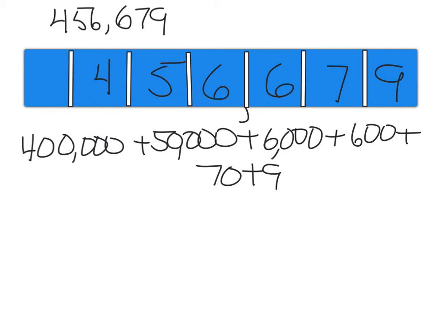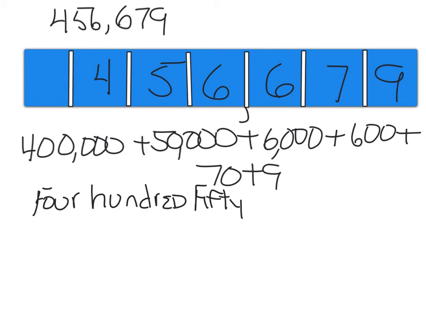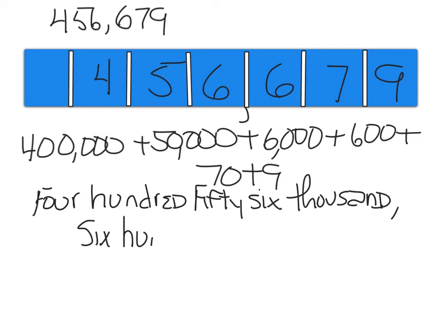Then we've also taught the word form. So 400 56,000. That would be our thousands period. Then we do a comma just like we do in the number. 600 70 9.